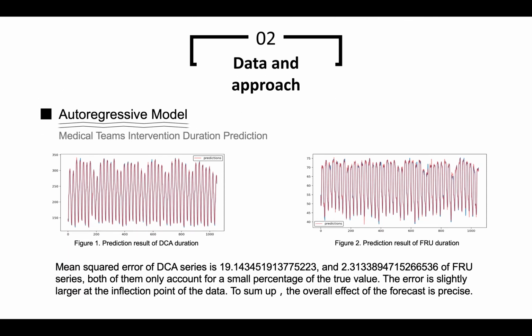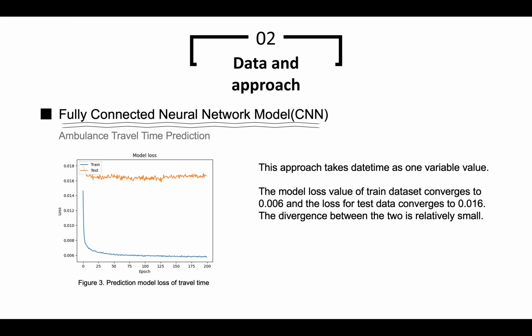I applied an autoregressive model to predict medical teams' intervention duration. The mean squared error of the results only accounts for a small percentage of the true value. To sum up, the overall effect of the forecast is precise. As for the ambulance travel time prediction, I utilized a fully connected neural network model. This approach takes date time as the only variable. By observing the result, the divergence between the test and the trained data is relatively small.